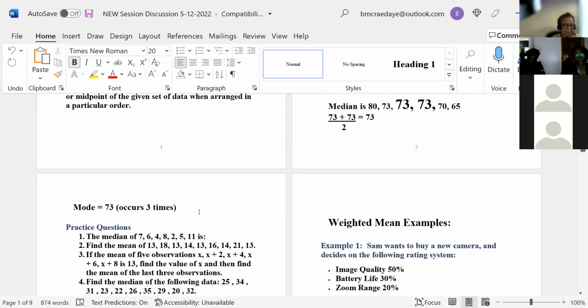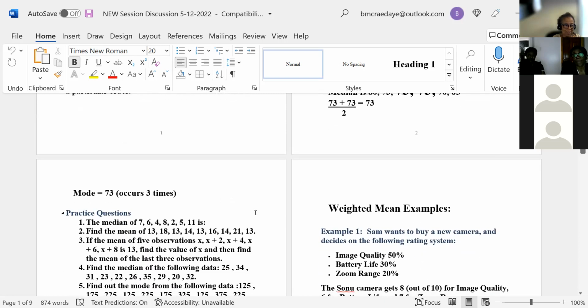All right. Now I have something for you to practice on. Find the median of this first one. Do you see it? Yes. Okay, Barbara, find the median. Tell me what you get. You're on the left side, Miss Barbara? Yes, I took my hands off the screen. I'm on my left side. Okay. So find the median of 7, 6, 4, 8, 2, 5, 11.